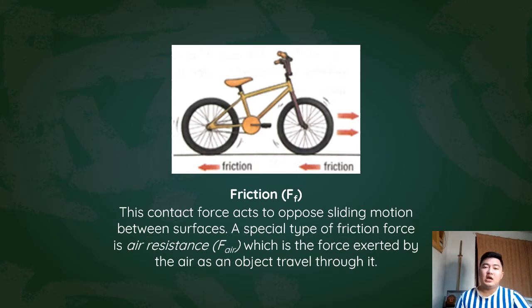Next example of contact forces is your friction force. Friction force is the contact force opposing sliding motion between surfaces. So your friction can be sliding friction, static friction, or rolling friction. Now, a special type of friction is air resistance, which is the friction or the opposing force exerted by the air as an object moves through it. Air resistance can also be called drag force. So all of those are friction.